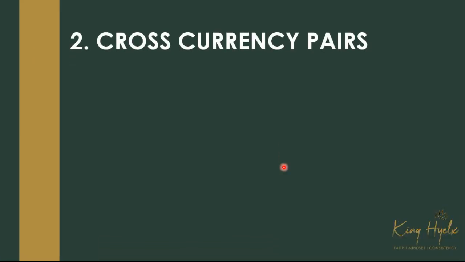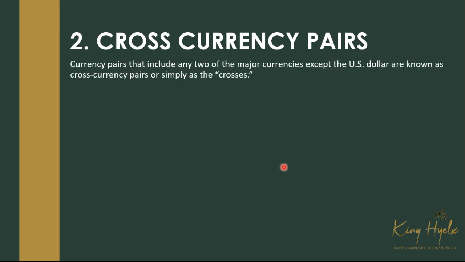Now, cross currency pairs. That's the second type of currency pairs. When we say cross currency pairs, we mean any that include major currencies except the United States dollar. These are known as cross currency pairs, or simply the crosses. In major currency pairs, we established that it must be paired against the United States dollar. But in cross currency pairs, it is not paired against the United States dollar, but against other major currencies. So those major currencies, if you pair them together.